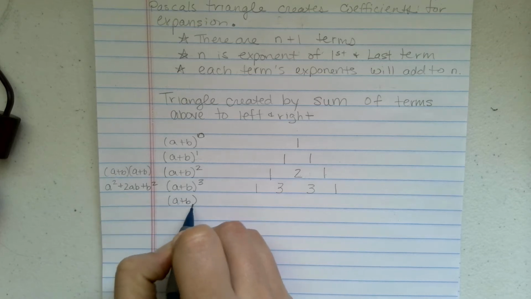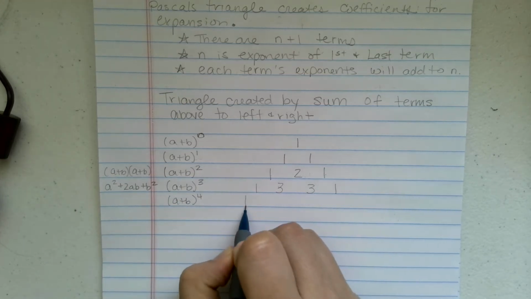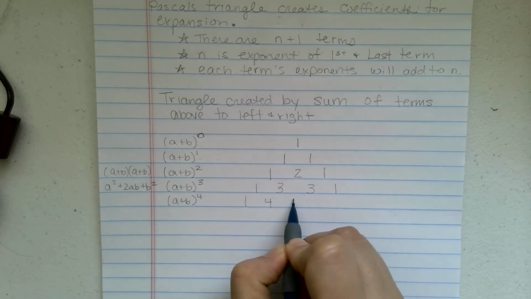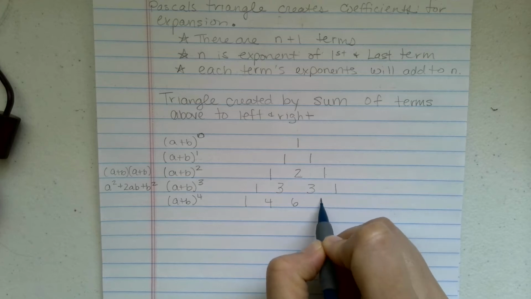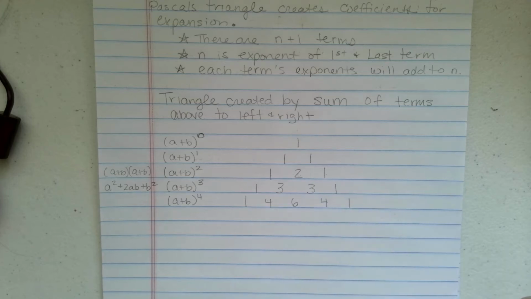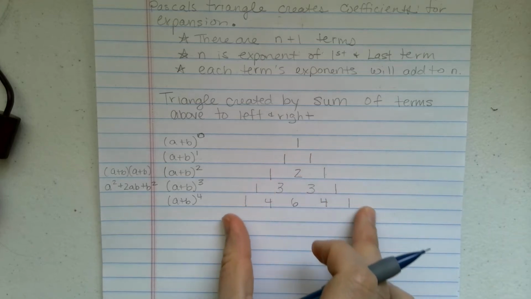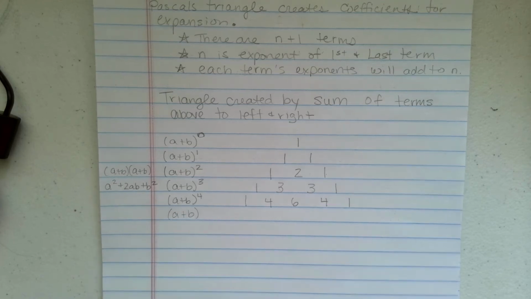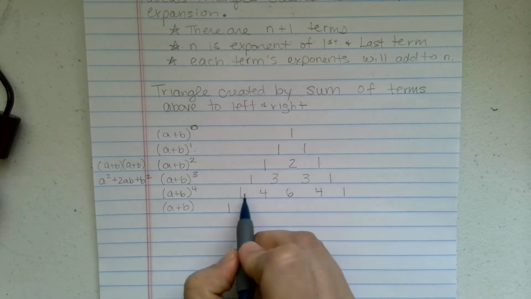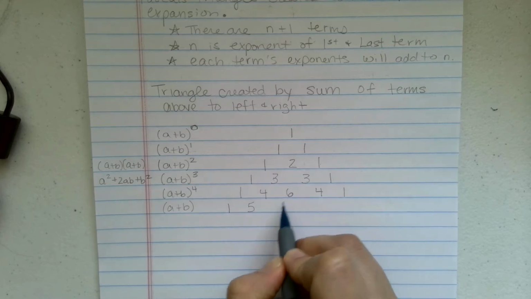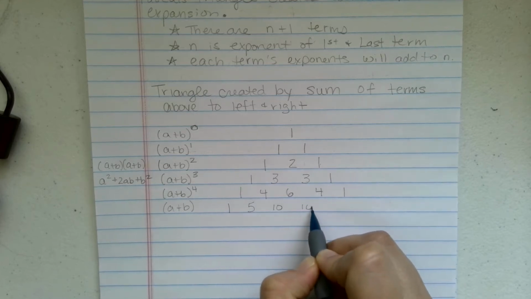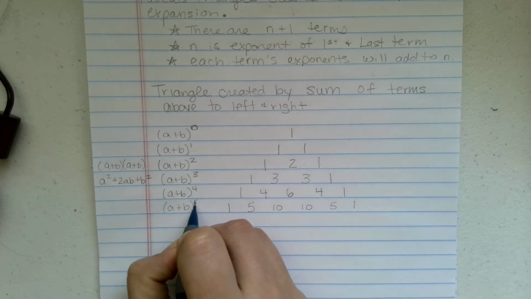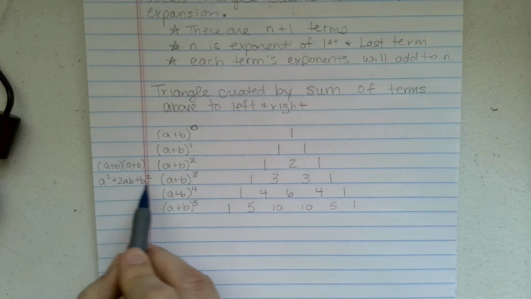So a plus b to the 4th, start with a 1, figure out what your belly button is. 1 plus 3 is 4. 3 plus 3 is 6. 3 plus 1 is 4. And we have to end with a 1. So we keep expanding this triangle out as far as we need to go. So if we do the 5th, for example, start with a 1. 1 plus 4 is 5. 4 plus 6 will be 10. 6 plus 4 is 10. 4 plus 1 is 5. And 1. Okay, so that was for the 5th. And these are the coefficients of these terms.